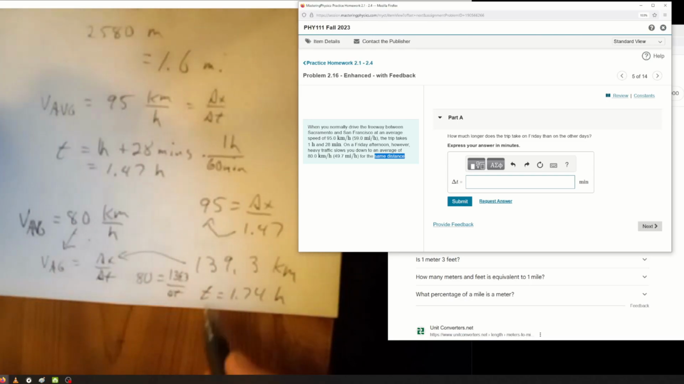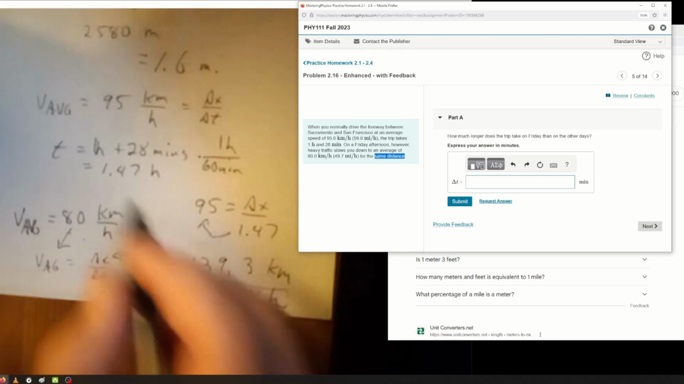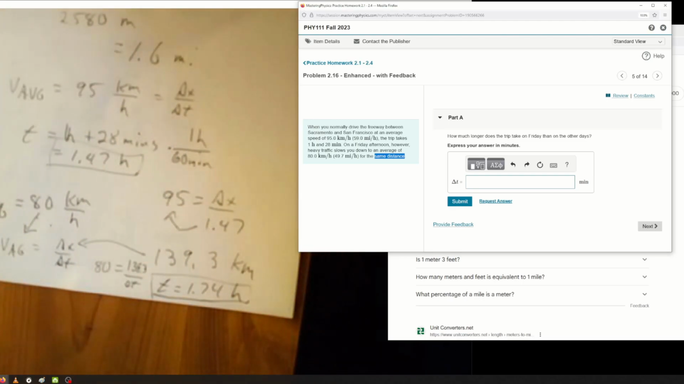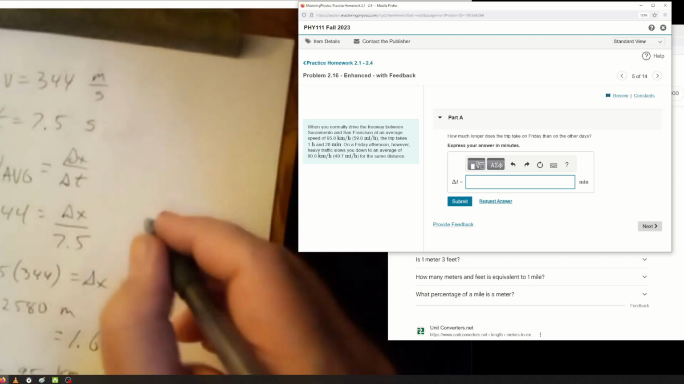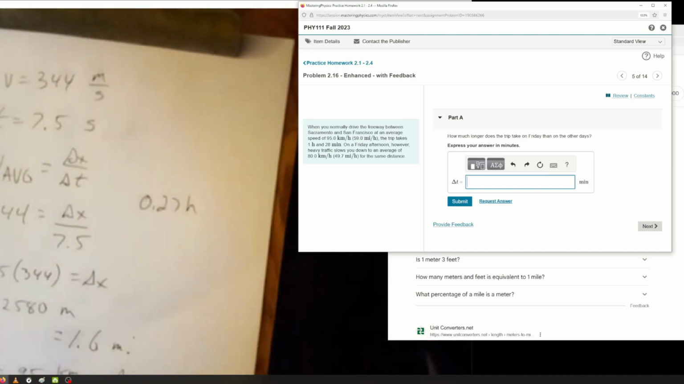So it takes 1.74 hours on Friday, takes 1.47, a little coincidence of numbers just being reversed there. And they get the total difference then, 1.74 minus 1.47. This is 0.27. Oh, and they want it in minutes. Okay. Well, so we have 0.27 hours is the difference.